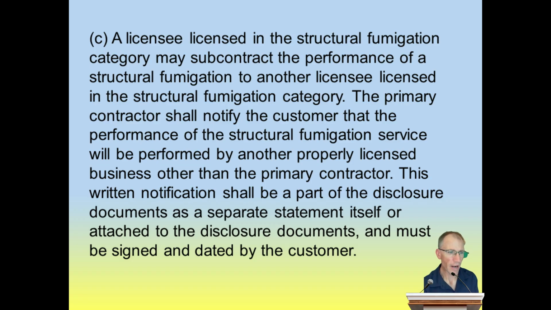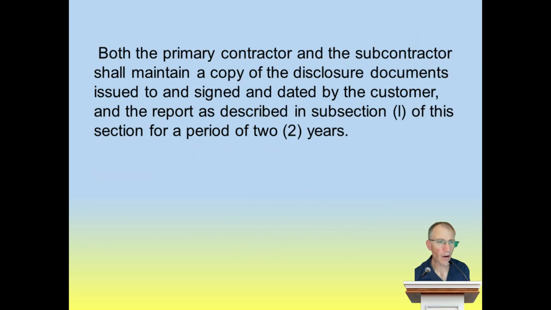The primary contractor shall notify the customer that the performance of the structural fumigation service will be performed by another properly licensed business other than the primary contractor. This written notification shall be a part of the disclosure documents as a separate statement itself or attached to the disclosure documents and must be signed and dated by the customer.